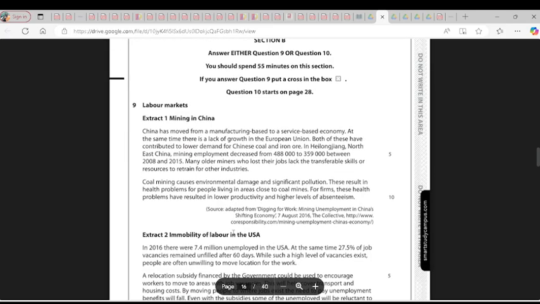There's the extract. It said labor markets extract 1. Mining in China. China has moved from a manufacturing base to a service-based economy. At the same time, there's lack of growth in the European Union. Both of these have contributed to lower demand for Chinese coal and iron ore.